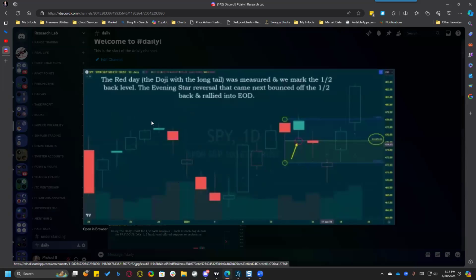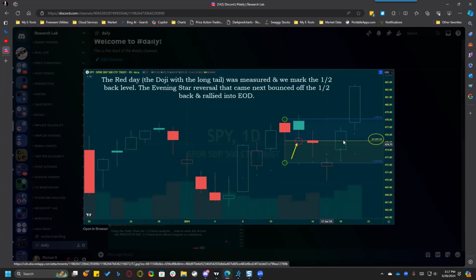So here, the red day, the doji with the long tail, was measured, and we marked the halfback level. The evening star reversal that came next bounced off of that halfback and then rallied up into the end of the day. Notice it's a green candle and it's filled. It's not a green candle that's hollow.